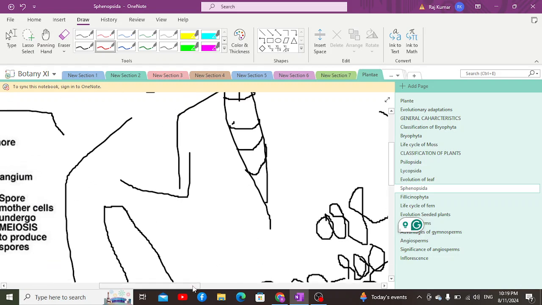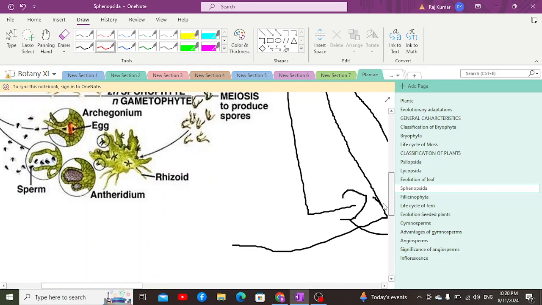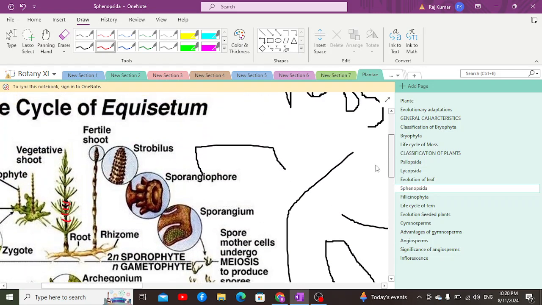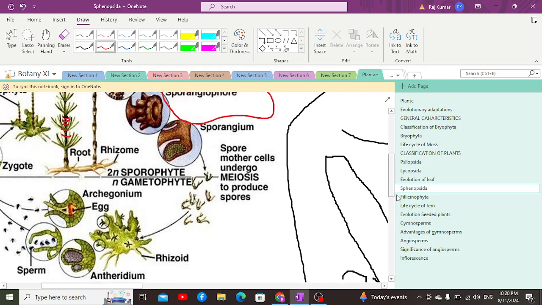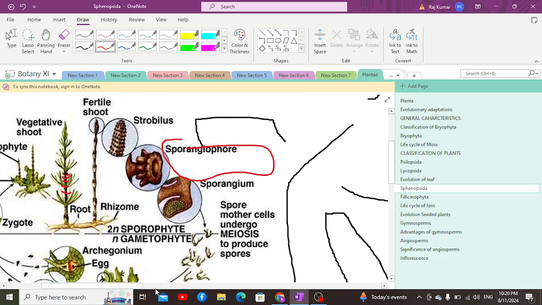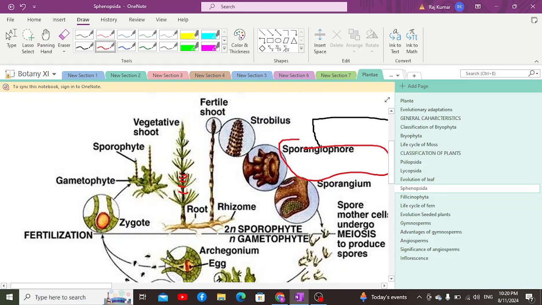Apart from which, another thing I would like to explain over here is that the leaves are microphyllous, as I previously told, and they have sporangia, which are borne on special stalks known as sporangiophores. So this is also a key point in terms of MCQs. Now, its life cycle is based on a single living genus, which is Equisetum. It is the only living genus in this group. So let us discuss that. How does it work?